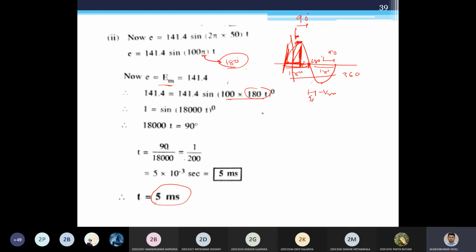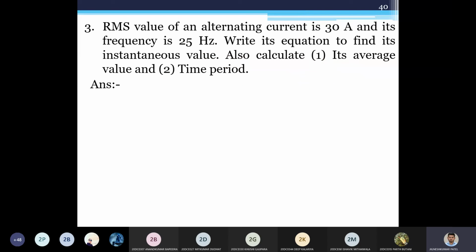This is how you can calculate this example. Nothing we have done here, it's very simple. You can even put a 0 over here and get the same answer. But if you put 0, what will happen? It will become sine 0. 100 into 0 will become 0. That's the issue. That's why we are not using 0, but instead we are using 180.